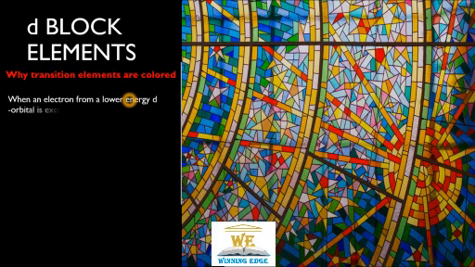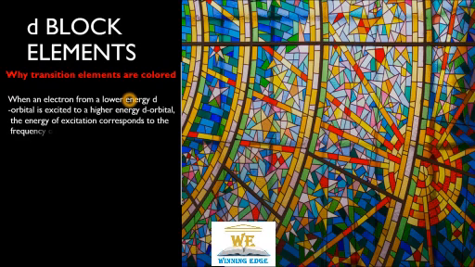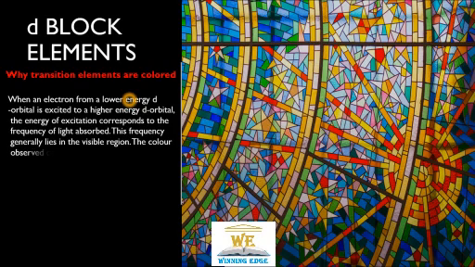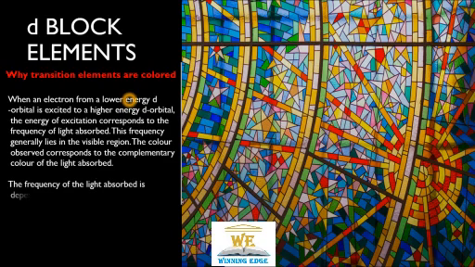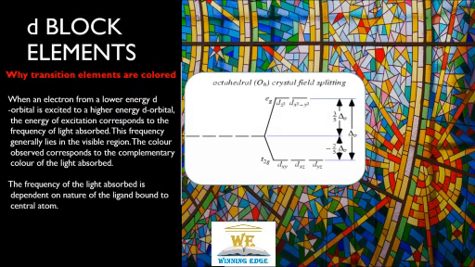Why are transition elements colored? The reason is that when an electron from a lower energy d orbital is excited to a higher energy d orbital, the energy of excitation corresponds to the frequency of light absorbed. This frequency generally lies in the visible range. The color observed is complementary to the color absorbed from the light.